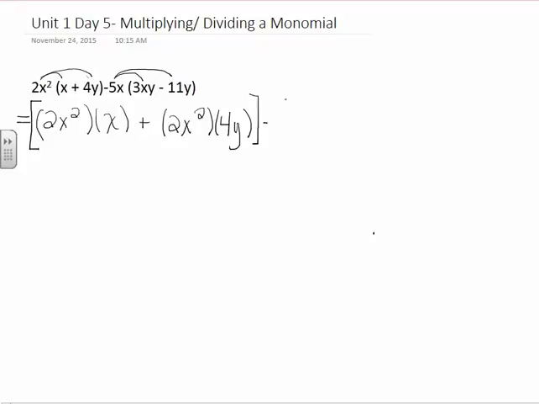And now the second brackets is going to be 5x times 3xy minus 5x times 11y.